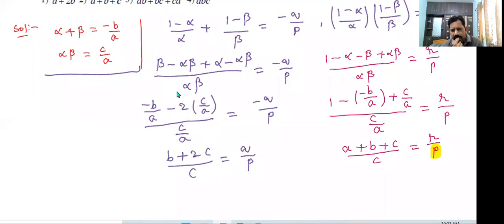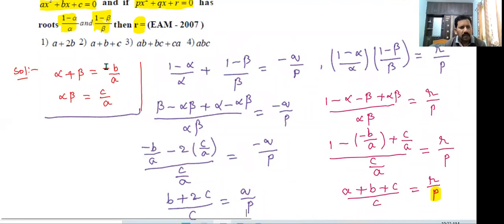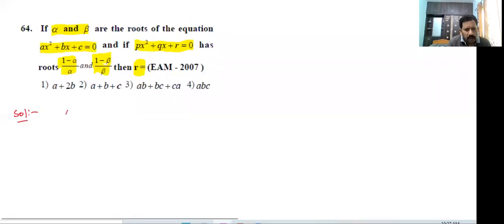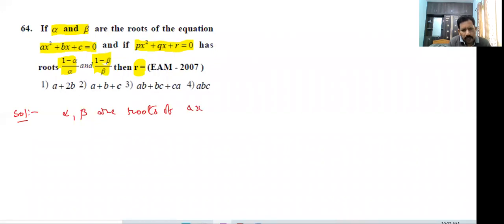Then how to eliminate p and q? See the options. There are no p and q values. Okay. Alpha, beta are roots of ax square plus bx plus c is equal to 0.